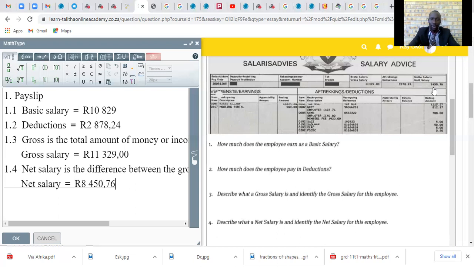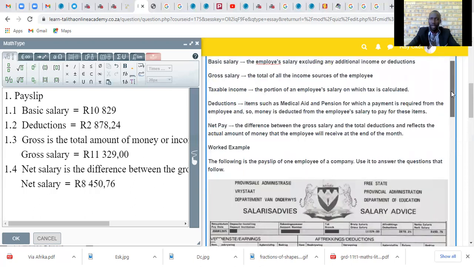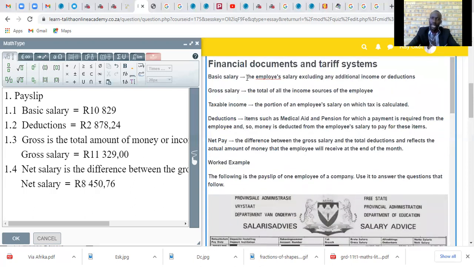All right. Now, when we are done with the net salary, remember always these definitions. Okay, it's very important that you remember the definition. The basic salary is the employee's salary, excluding any additional income or deduction. So when you don't have any additional income, any additional wage, any additional allowance, you have the basic salary.